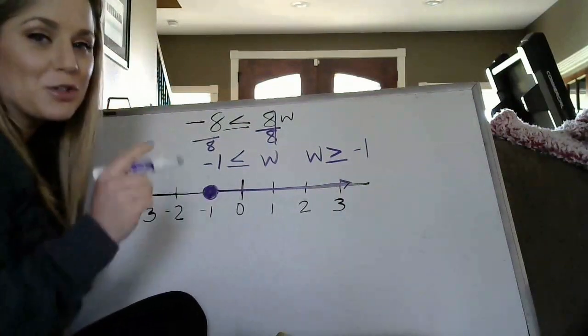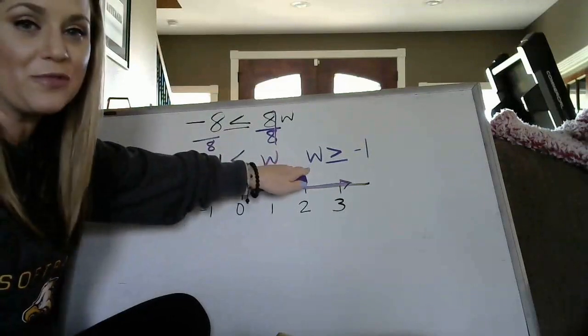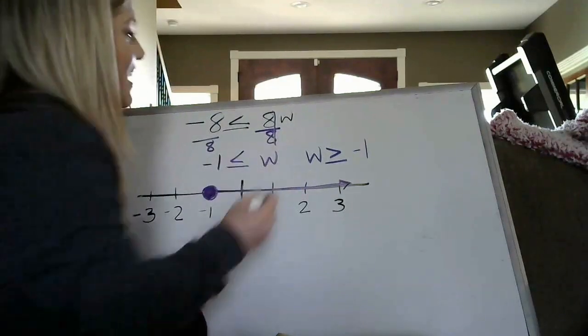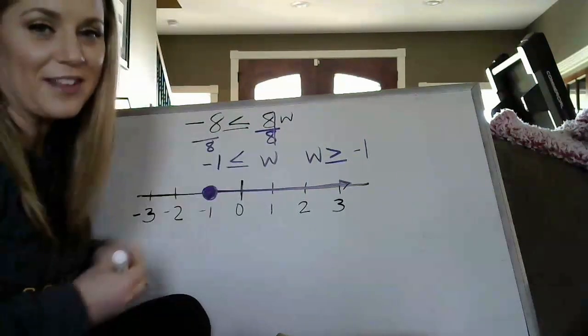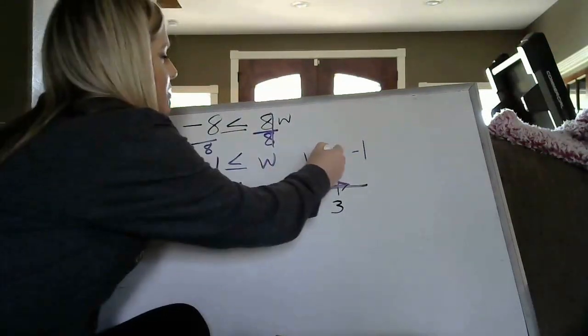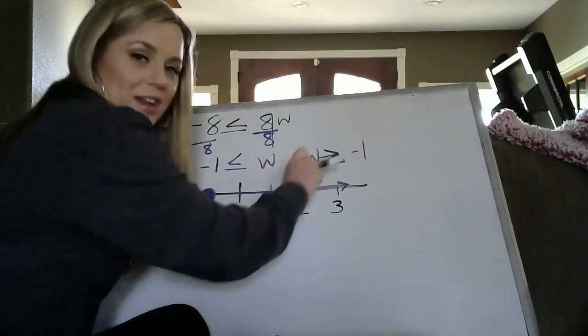There's also a trick I want to show you. If you can get your variable on the left side, are you ready? If your variable's on the left side, if you just make your inequality an arrow, it tells you the direction of the line.